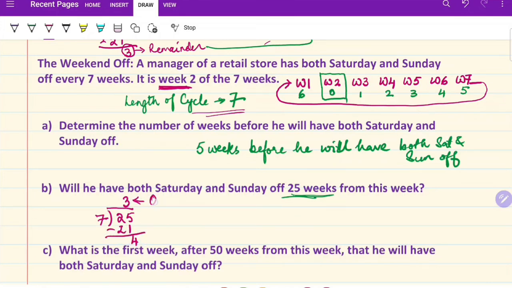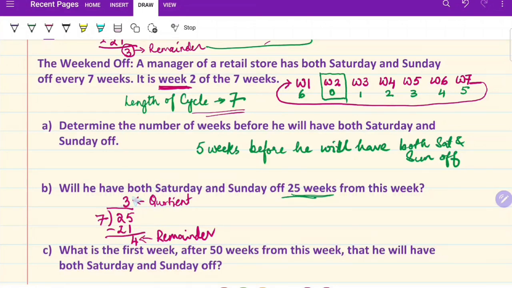So 3 is the quotient, and 4 is the remainder. Now, what does the quotient and remainder tell us? The quotient tells us that to get to 25 weeks, we have to complete 3 cycles. There are 3 complete cycles which will bring us to week 2. That means the position that we started from, and that will be the 21st week.